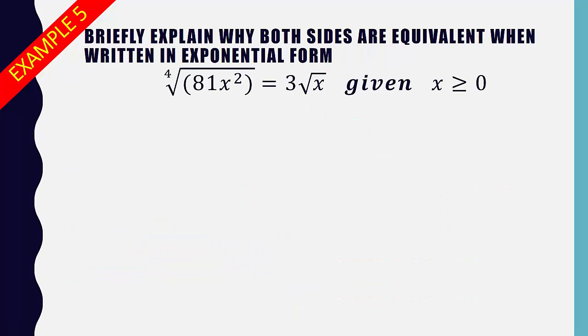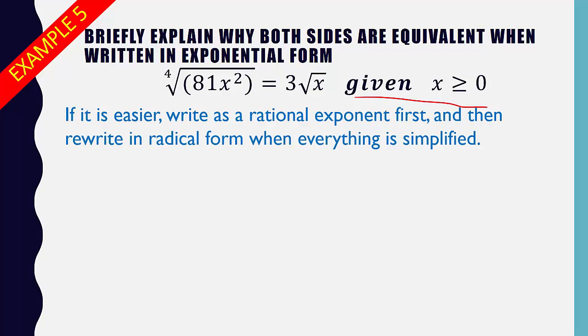Okay, explain why both sides are equivalent when written in exponential form. Okay, we have an even number outside the radical, so we are given that x has to be greater than or equal to 0, so that's important. And then what you're going to want to do is probably write this as a rational exponent first and then rewrite it in radical form when everything is simplified.